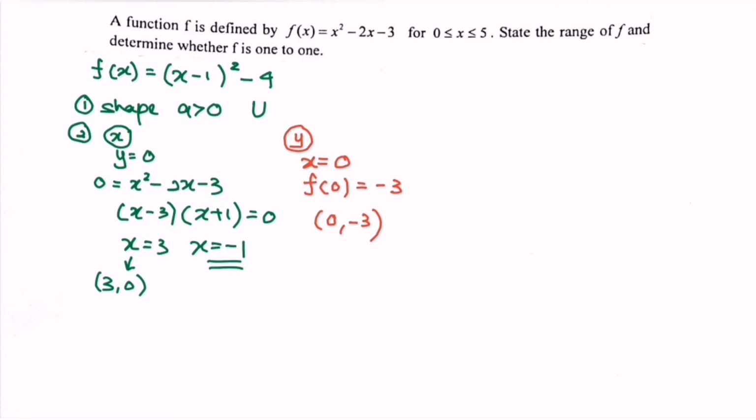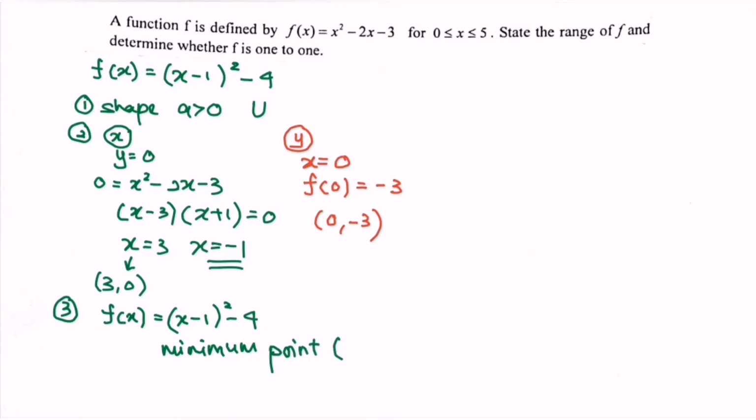Next, focus on the standard form, f(x) = (x minus 1) squared minus 4. So we have a minimum point with the value 1, negative 4. Next, we have the axis of symmetry, where x equals 1. Next, move on with the graph sketching.